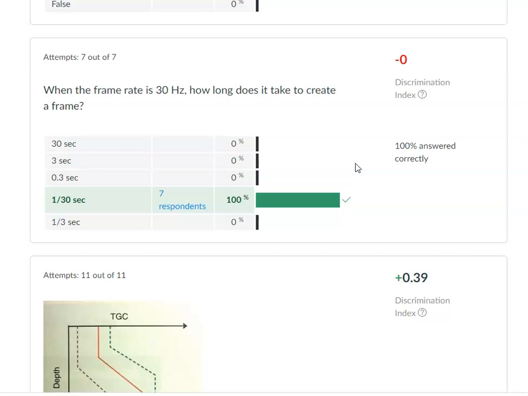Next question, when the frame rate is 30 hertz, how long does it take to create a frame? Again, the reciprocal of the frame rate is the frame period. So the reciprocal of 30 is 1 over 30, and the reciprocal of hertz is seconds. And so our answer becomes 1/30th of a second.